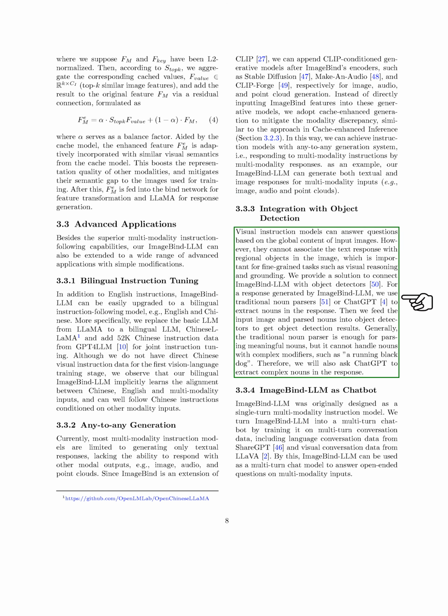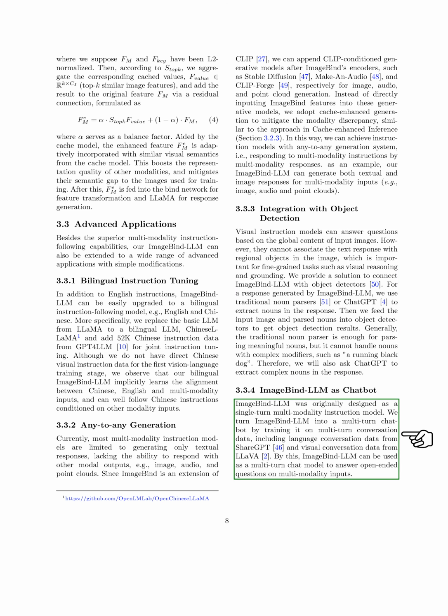Visual instruction models can answer questions based on the overall content of input images. But they struggle to link the text response with specific objects in the image. This is crucial for detailed tasks like visual reasoning and grounding. To solve this, we found a way to connect ImageBind-LLM with object detectors. When ImageBind-LLM generates a response, we use traditional noun parsers or ChatGPT to identify the nouns in the response. We then feed the input image and these identified nouns into object detectors to get object detection results.